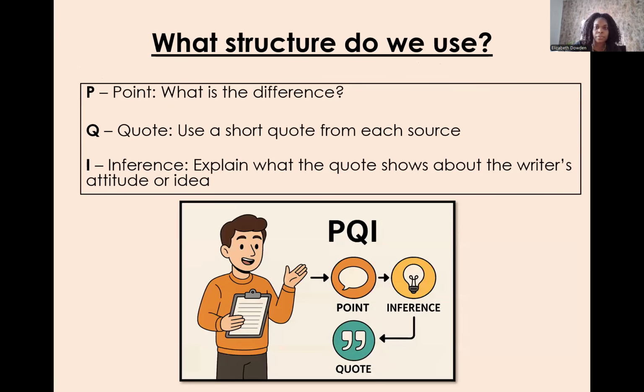Okay, so what structure do we use? PQI. P is point, what is the difference? Q is quote, so use a short, snappy quote from each source. And I is your inference. So explain what this quote shows about the writer's attitude or idea. Now, the key thing for this question is that you must comment on the writer's attitude, so what we can infer. From this quote, we can infer that the writer feels this, or from this, we can infer that the writer thinks this. So it's not just about your point and your quote. You have to talk about the inference, what we can infer. What do we understand about their point of view? So remember PQI for question two.